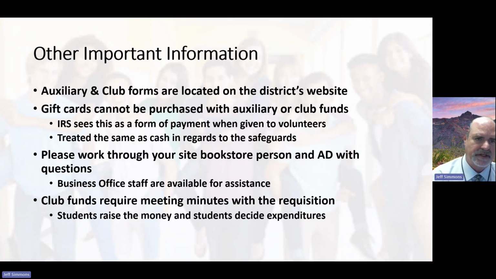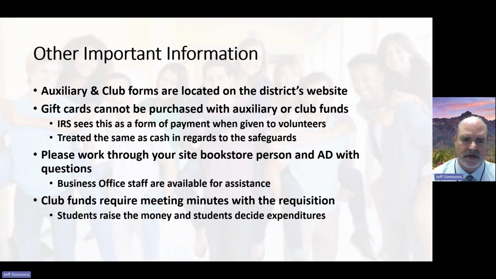Other important information, the auxiliary and club forms are located on the district's website under business services, under the Department of Business Services. Gift cards cannot be purchased with auxiliary or club money. They're seen as a form of cash and also as a form of payment when given to volunteers, which makes it a payroll item. So we have just avoided the gift card situation altogether per our auditor's recommendations.